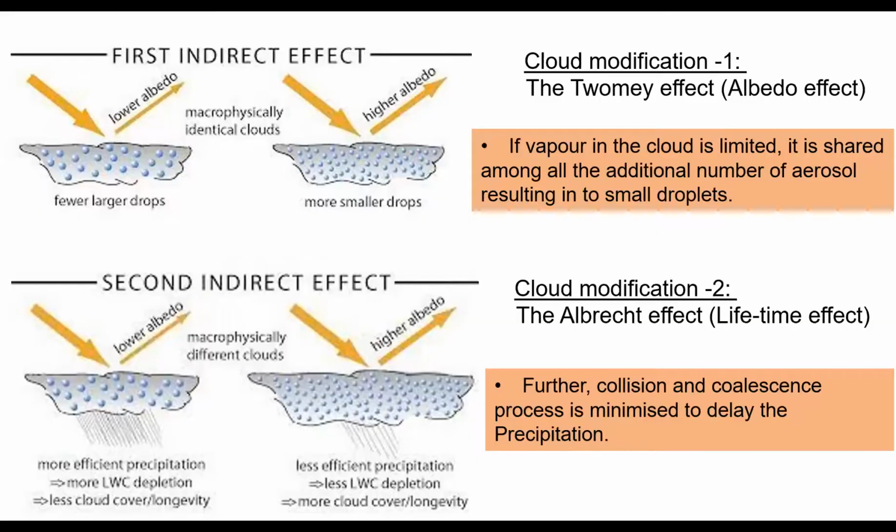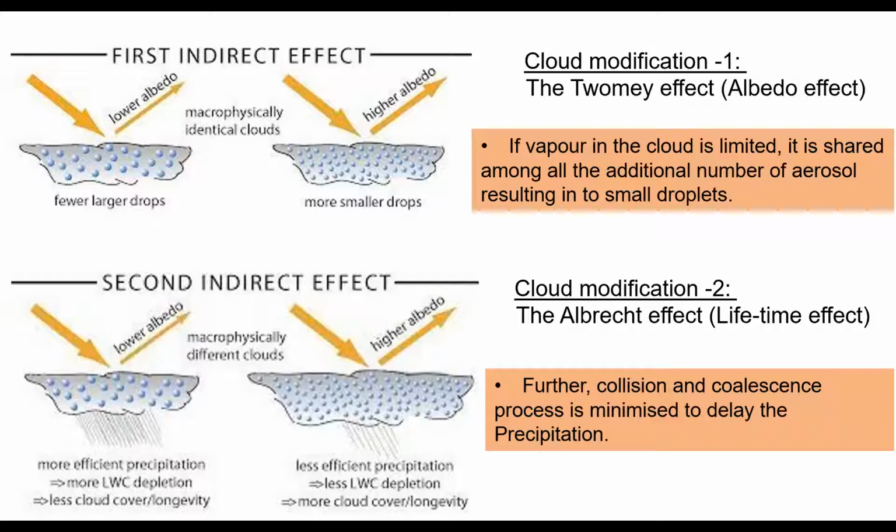Subsequent to this, because we have more small droplets in the cloud, there is a process called collision and coalescence. That means cloud droplets come in contact with each other to grow bigger, in such a way that they come under the influence of gravity, and then precipitation starts. That is, the rain starts from the cloud.